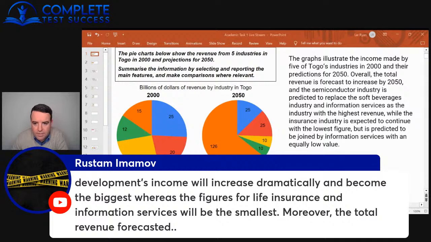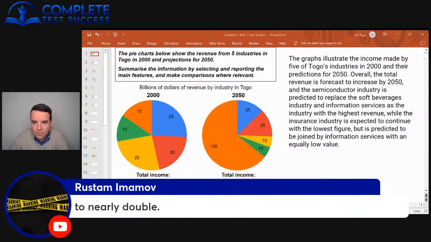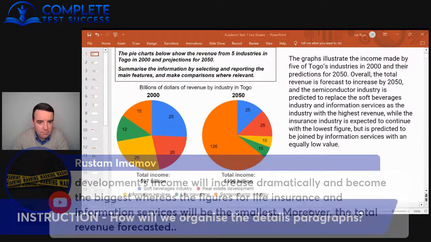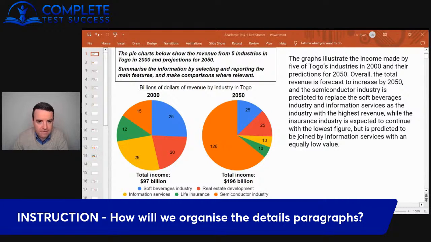"Moreover, the total revenue is forecast to nearly double." We don't want to include specific data like that. So just say will increase significantly or will increase a lot or something like that. So the main issues here are the fact that your information isn't correct. You're using the wrong category names and you're ignoring the fact that 2 categories in 2000 had a value of 25 billion.